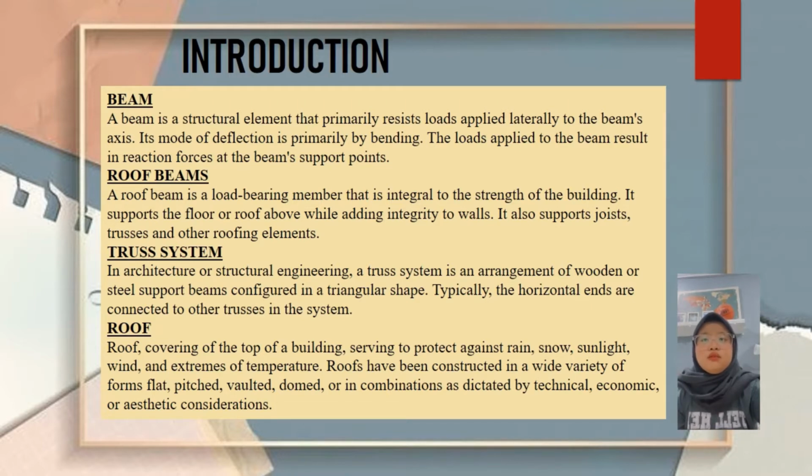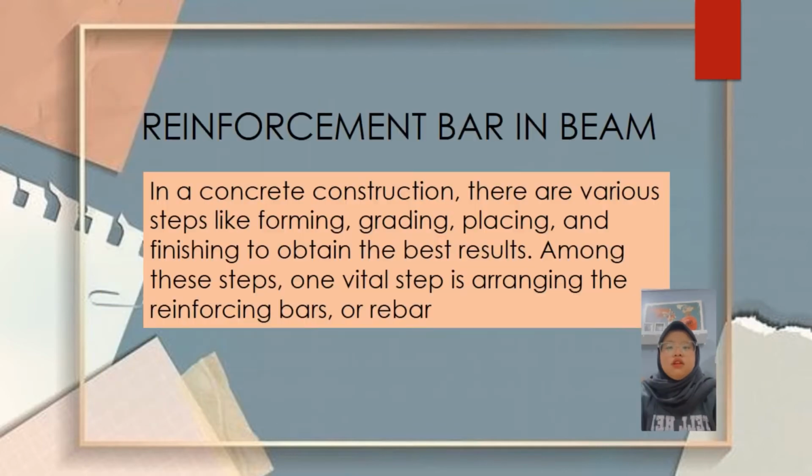Lastly is the roof. A roof is a covering on the top of a building serving to protect against rain, snow, sunlight, wind, and extremes of temperature. Roofs have been constructed in a wide variety of forms: flat, pitched, vaulted, dome, or in combination, as dictated by technical, economic, and or aesthetic considerations.